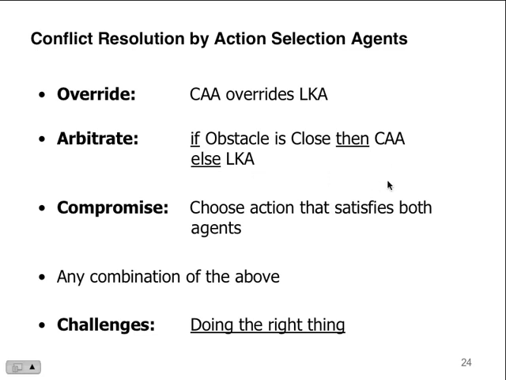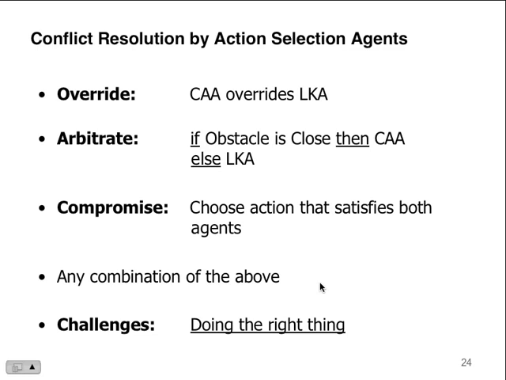So if it's close, then avoid it. If not, then change the lane. Worry about the lane keeping. And then a compromise, choosing an action that satisfies both the agents, and then any combination of the above. And then we have challenges, and the challenge is going to be, in this particular case, doing the right thing.